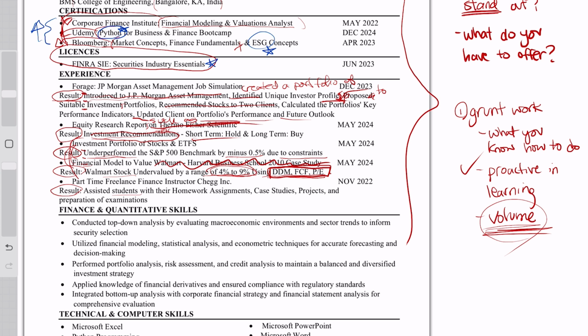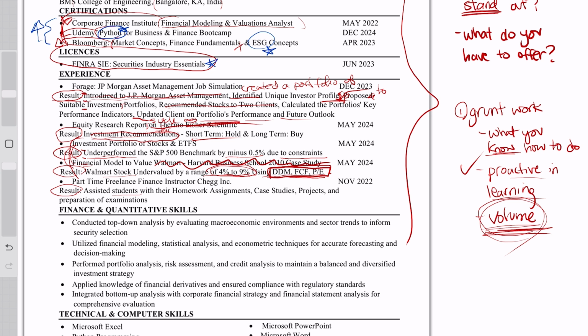So something very specific, again, to show volume, that you're proactive in learning because you are doing equity research and creating models and valuations on your own, and that you know how to do it. You're not just listing it out, but you're putting your unique critical thinking spin on what you found from doing that research. And then finally, a part-time freelance finance instructor is totally fine.